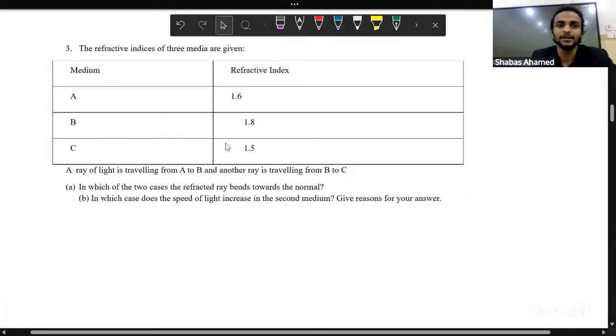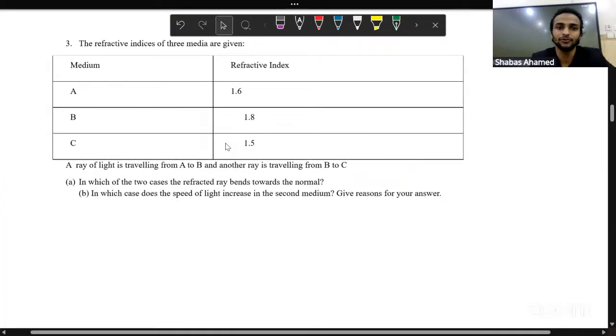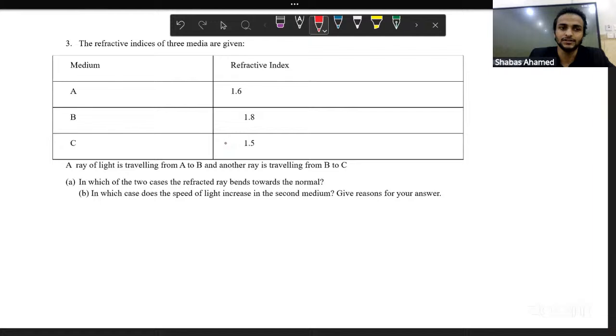The next one: the refractive indices of three media are given here. This is medium 1, medium 2, medium 3, and their refractive indices are also given. So the first question: a ray of light is traveling from A to B, and another light ray is traveling from B to C. The question is, in which of the two cases is the refracted ray bent towards the normal?